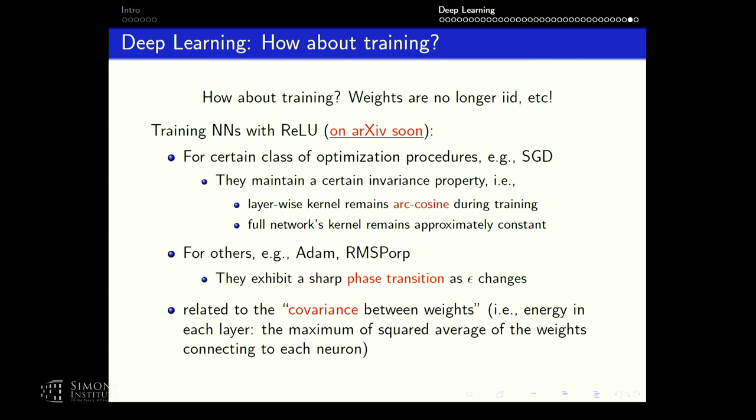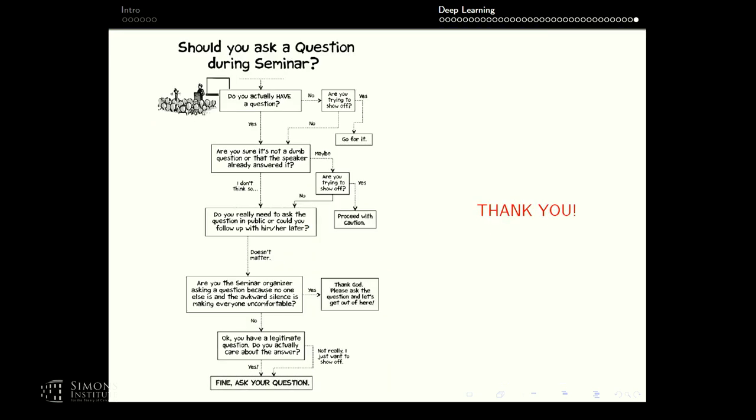Another thing that's interesting is the relation between these and what Michael is going to talk about, as well as the results of Peter Bartlett, that say you can measure the complexity of a network as it relates to the covariance, to the norm of the weights, and so on and so forth. With that I'll stop, and I'm not going to talk about graphs. Apologies.